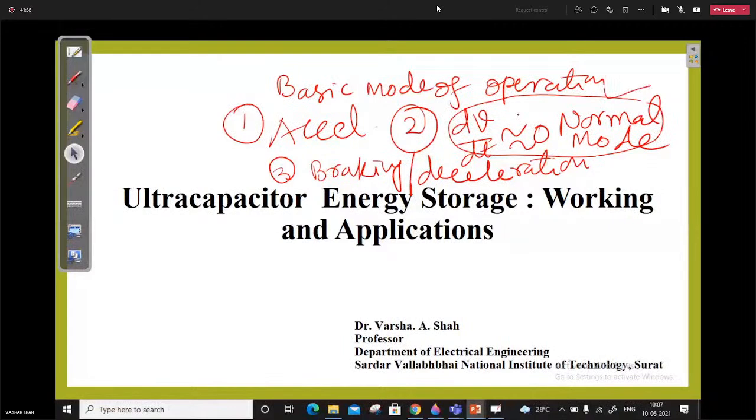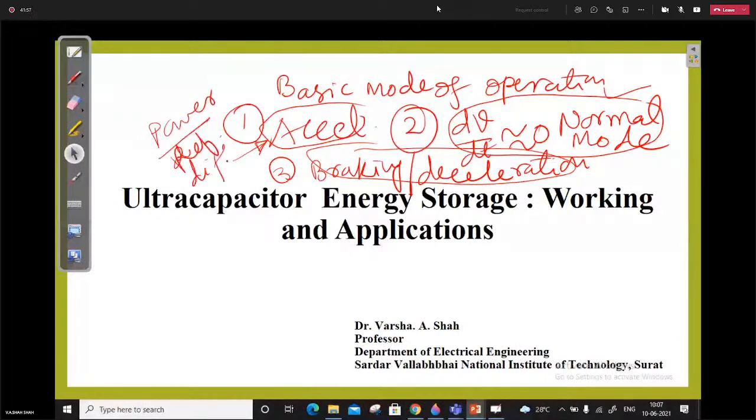But when we talk about the accelerating mode and the braking or decelerating mode, they are the transient mode operation of the vehicle. And whenever a system operates in transient conditions, the power requirement will always be different. Depending on the operating mode, that means the rate at which you would like to accelerate, or decelerate, or brake your system, the system demands a very huge amount of power, or delivers a huge amount of power under braking or deceleration condition.